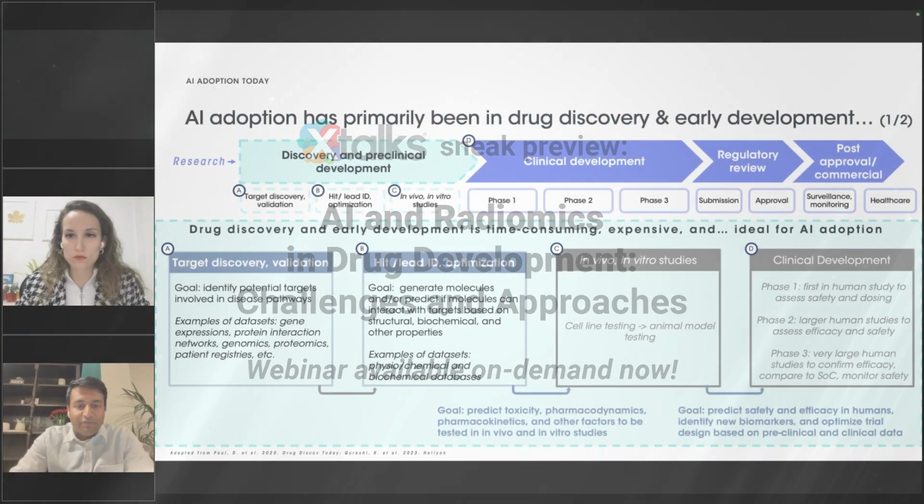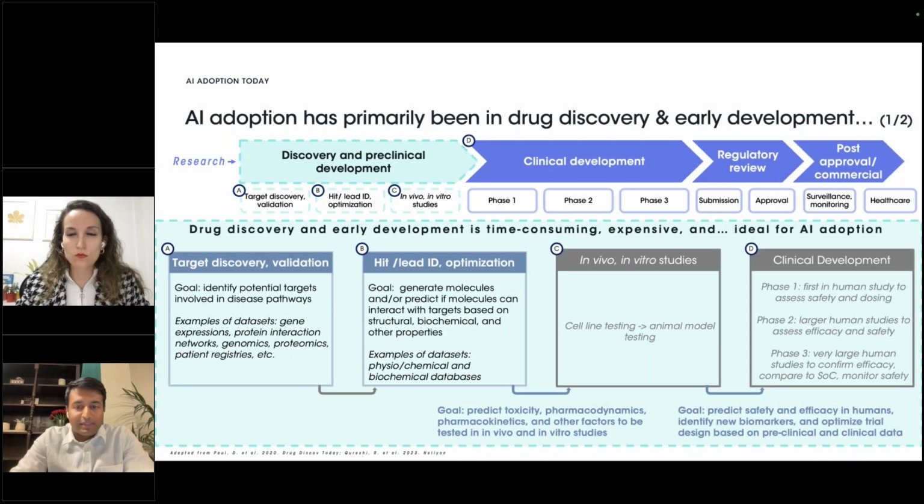So using this framework of the drug development process, it's quite clear that AI adoption has been quite profound over the last few decades in the drug discovery and early development stages. Because at these earlier stages, you're dealing with enormous amounts of data, potentially screening tens of thousands of compounds. And these types of processes are ripe for AI, and they can be streamlined and optimized using AI tools.